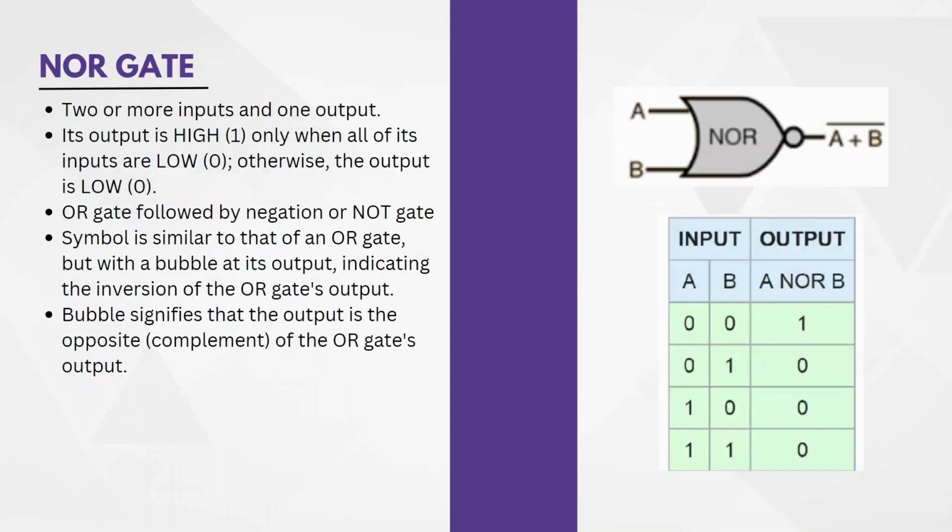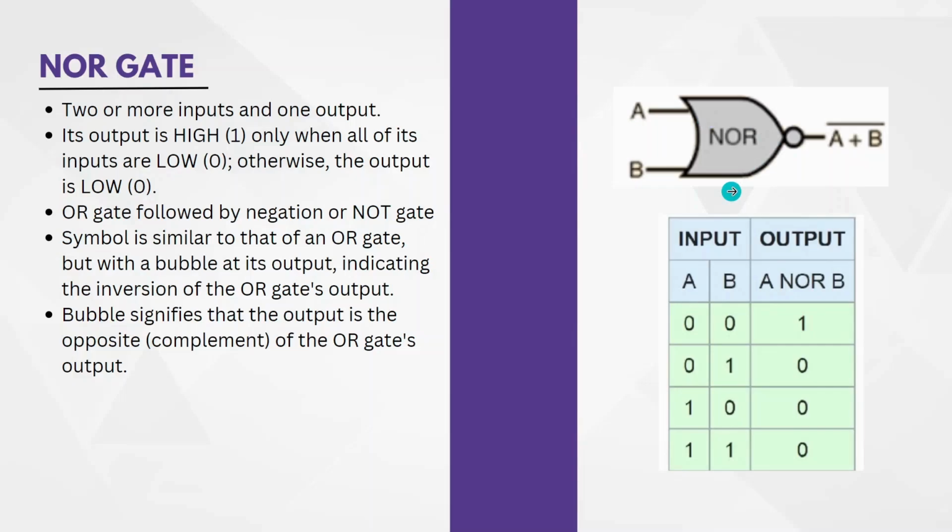Next, we have the NOR gate. So NOR is OR plus NOT. When I add a NOT gate after an OR gate, I will get the NOR gate, which means whatever output we get in the OR gate, the complement of that output is the output of our NOR gate.